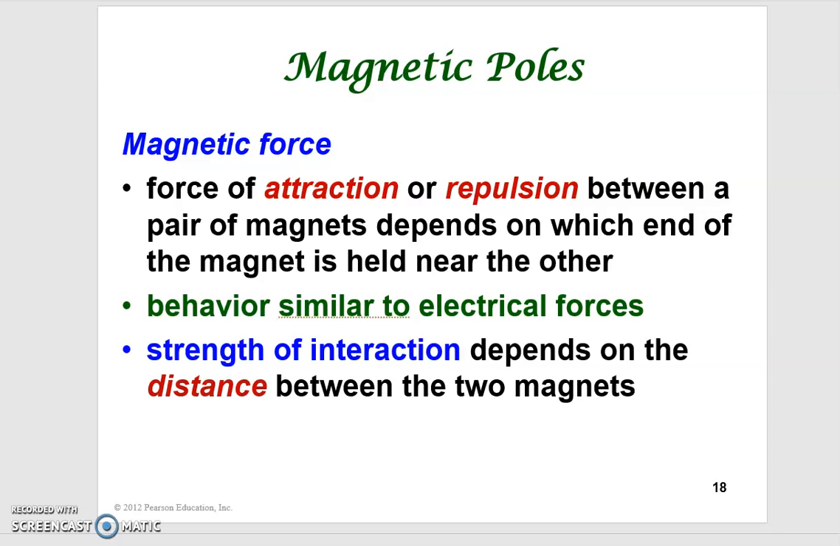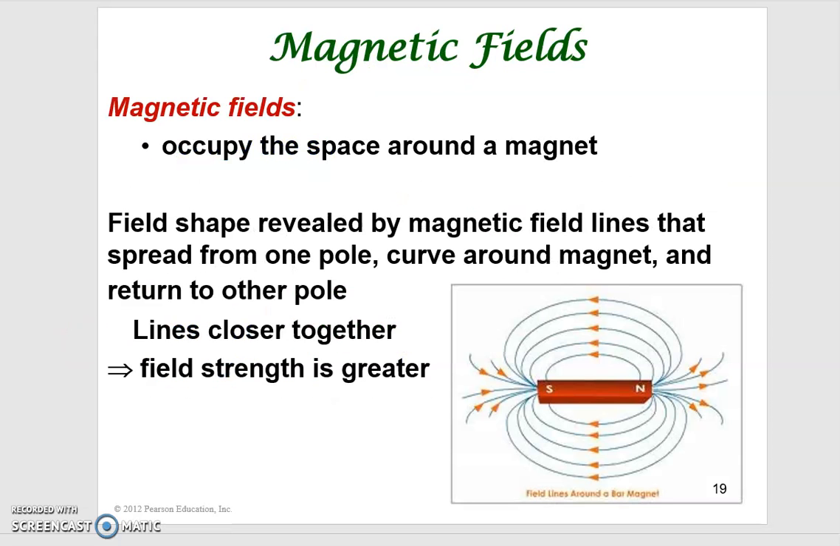But the force actually behaves very similarly to the electric force. The strength of the interaction also depends on the distance. So the further away the two poles are, the smaller the force will be. Then we introduce the concept of the magnetic field. What is a magnetic field? It is the magnetic force per magnetic pole, similar to the previous one. And now we can also use field lines to visualize the magnetic fields. The concept of the magnetic field is also very similar to the electric field.